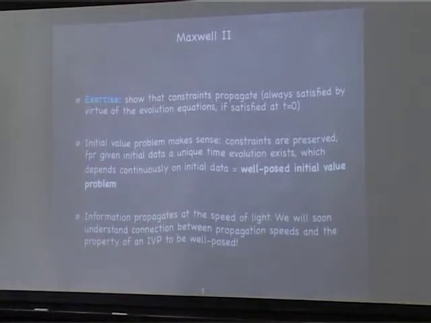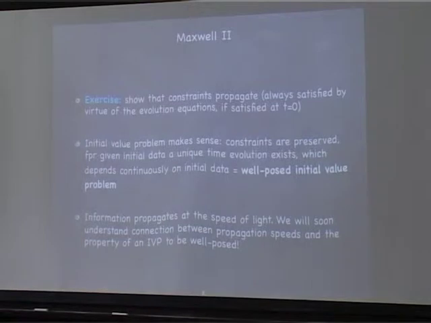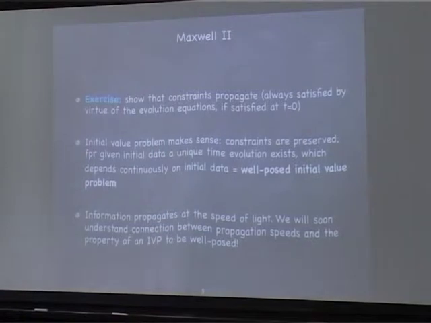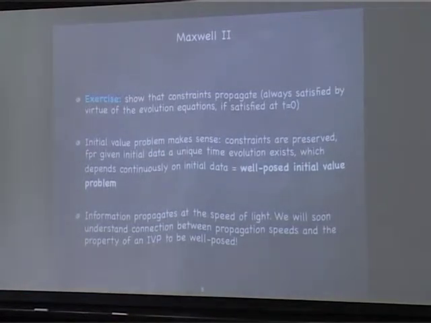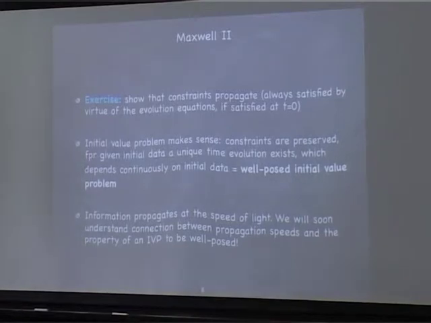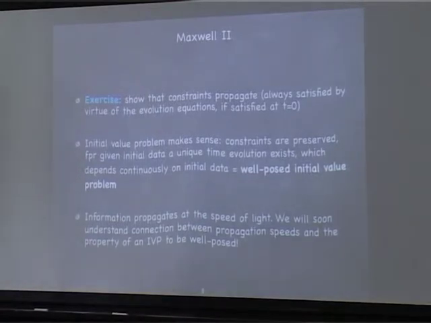Usually, if you learn Maxwell's theory, things are just assumed to make sense. But if this were a complicated theory like Einstein's equations, this is not so obvious, and you have to show that this basic property is really true. So in this sense, the initial value problem for Maxwell's theory makes sense. The constraints are preserved, and one can show that for given initial data, one does indeed have a unique time evolution. It depends continuously on the initial data. Such an initial value problem is called a well-posed initial value problem.